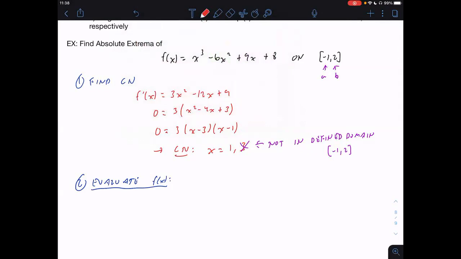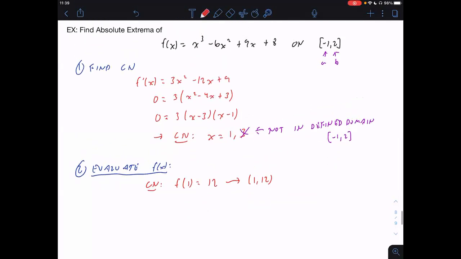All right, so let's first evaluate our critical number. So take our function, evaluate the critical number that we found, which is 1. So plugging in 1 into this original equation here, let's see, that's going to give us 1 minus 6 plus 9 plus 8, which gives us 12. So when we plug in 1 to this function, it gives us an output of 12.